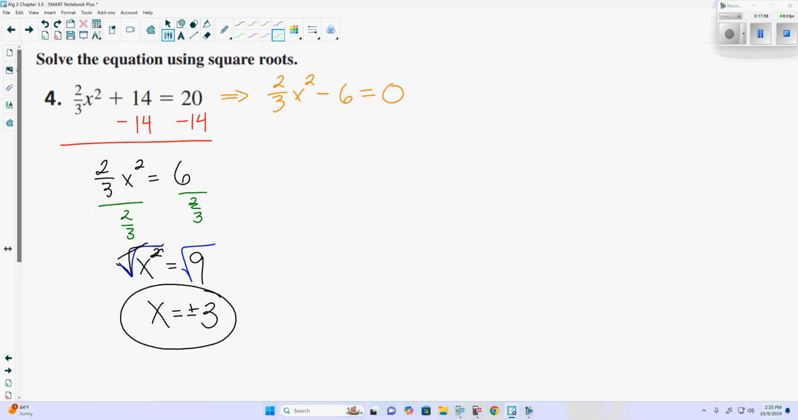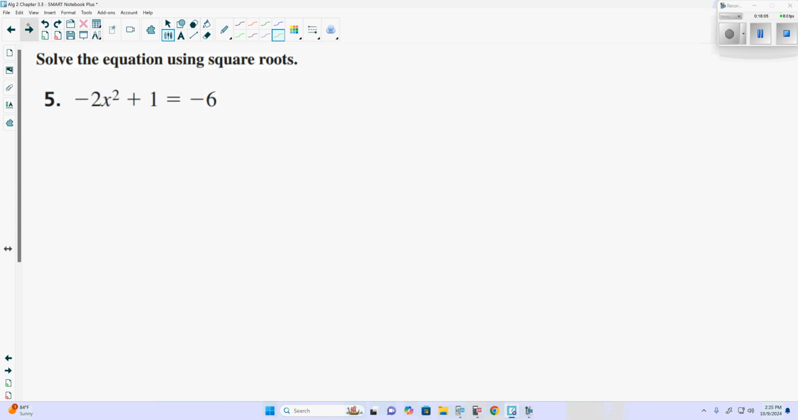Questions on this here? I'm ready to look at one more using the square root method. Oh, well, two more actually. We got this one and one more.